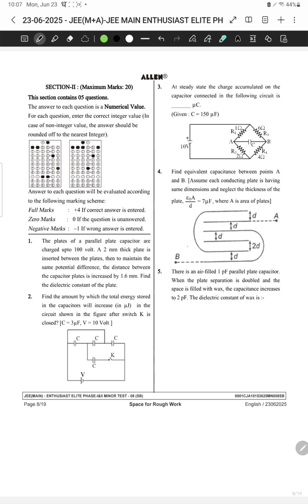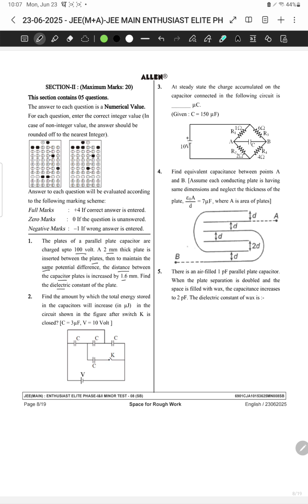Okay, now let's see some integer questions. Question number 1. The plates of a parallel plate capacitor are charged up to 100 volt. A 2 mm thick plate is inserted between the plates. Then, to maintain the same potential difference, the distance between the plates of the capacitor increases by 1.6. Find the dielectric constant.